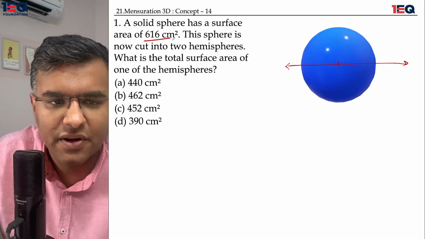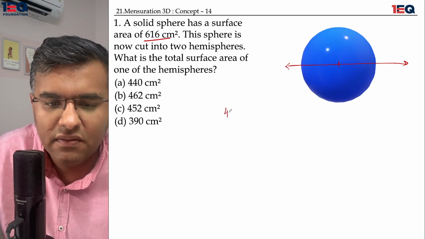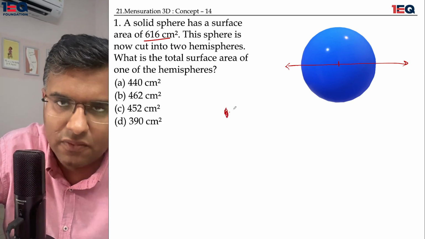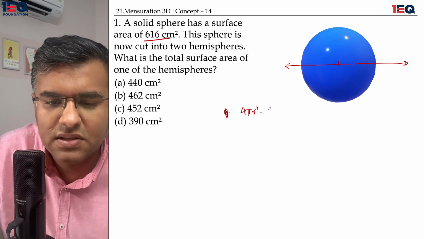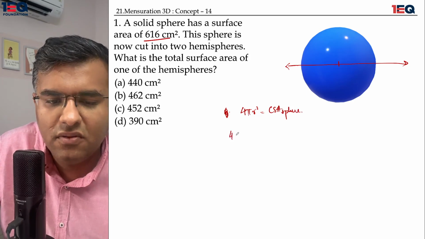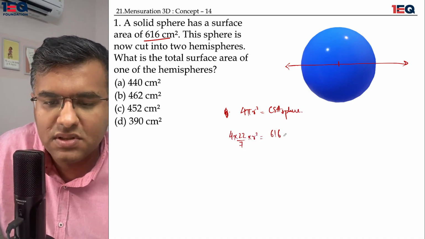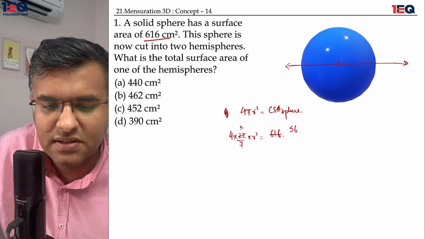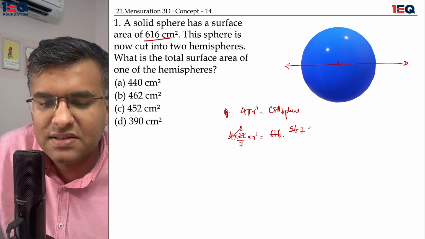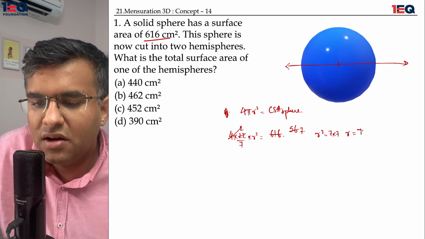So the solid sphere has a surface area of this. I'll use the solid sphere surface area, which is nothing but 3 pi r square, or 4. No, it's 4 pi r square. 4 pi r square is the curved surface area of a sphere. So 4 into 22 over 7 into r square is equal to 616. So this goes by 11 5s are 55, 11 6s are 66, 11 2s are 22. This is 8, this is 7. So the value of r square is 7 into 7.